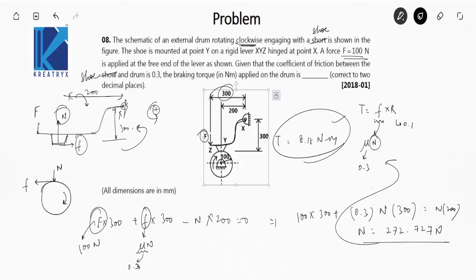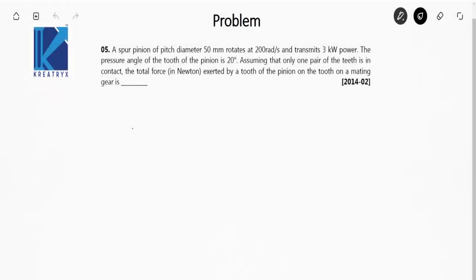It was the same question. Next, this problem is from gears. Most of the problems from gears we would have covered in TOM only, so this one problem we'll be covering in design. A spur pinion of pitch diameter 50 mm, PCD, rotates at 200 radian per second, omega is 200 radian per second, and transmits 3 kilowatt power.